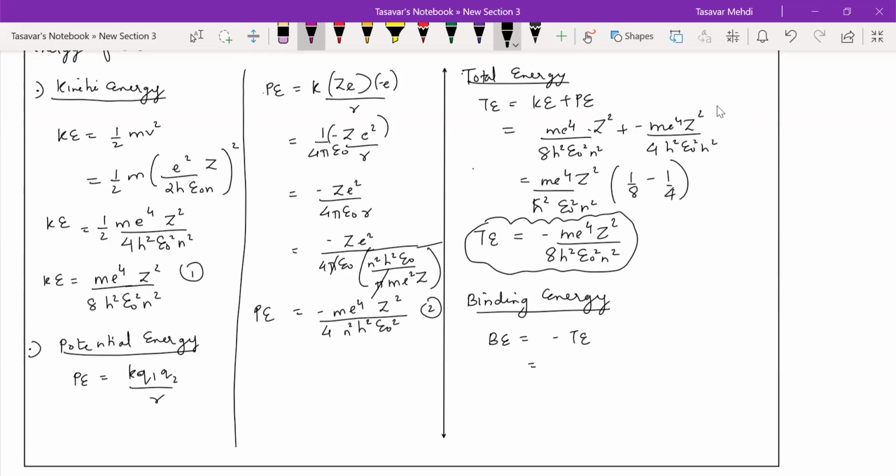That is the minimum energy which, if we give to the electron, it will get out of the orbit. It is m e raised to 4 z square upon 8 h square epsilon naught square n square.